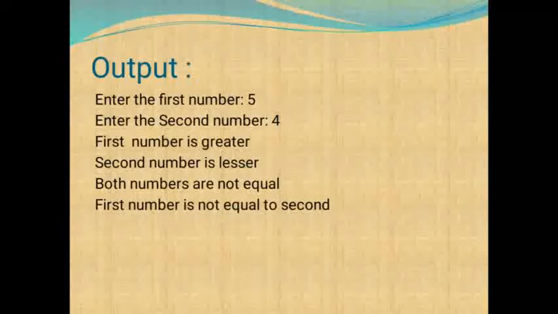Then both are not equal, since the values are 5 and 4, so they are not equal. Now in the last condition, not equal to: first number is not equal to second. In both the conditions same thing; if it is equal, then okay. It is not equal, then first number is not equal to second, and else definitely first number is not equal to second. So it will print first number is not equal to second. So this is the output and this is the comparison operator. Now coming to the shift operator.